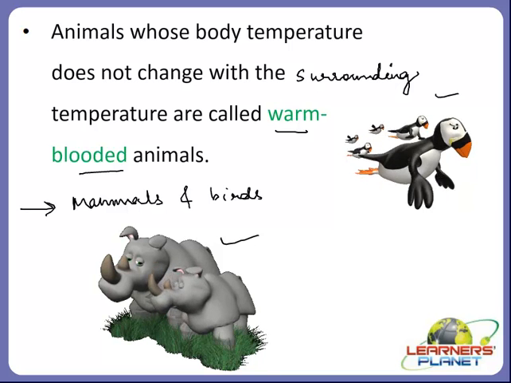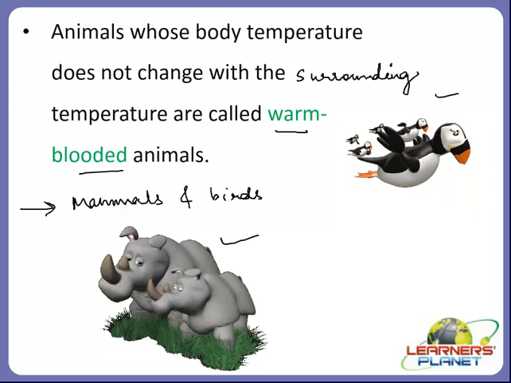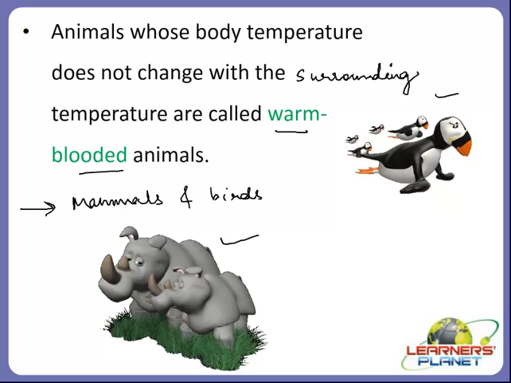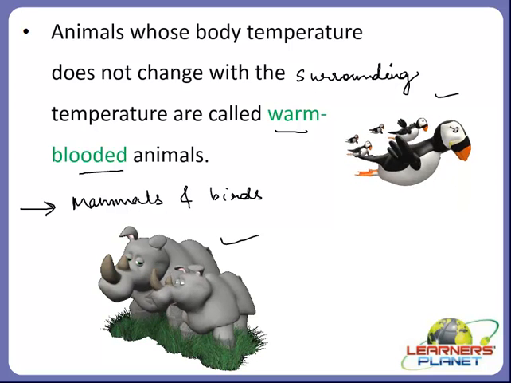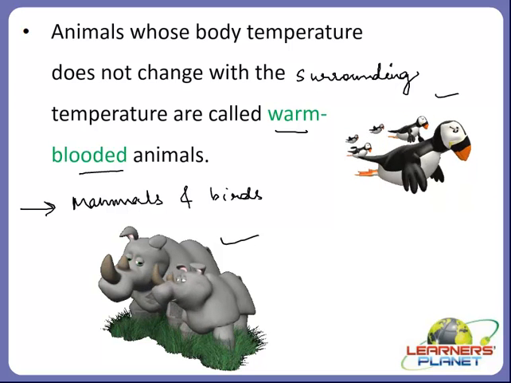So here, if we keep cold-blooded animals, they would have difficulty in surviving because their body temperature changes with the surrounding temperatures. That is why we can say that plants and animals have developed various ways to survive in regions having extreme temperatures. How amazing it is. So this was about temperature.